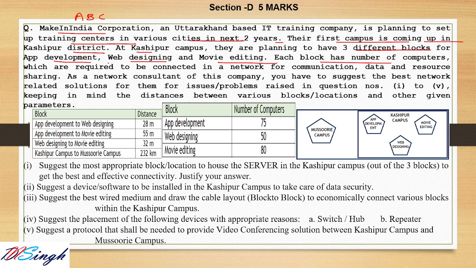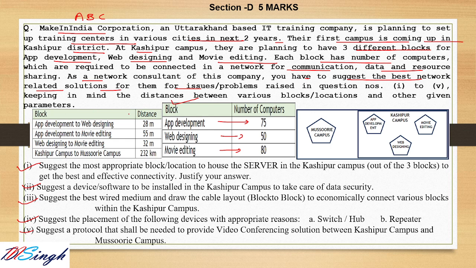Each block has a number of computers, and they have given a table where each block's number of computers is given, which are required to be connected through a network and data resources. As the network consultant of this company, you have to suggest the best network related solution for them. For this, 5 questions are given below it, and based on the above information, you have to answer those.